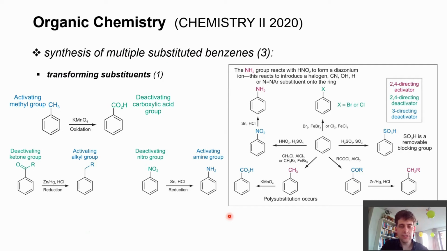The other way that you can deal with these activating and deactivating groups is to also transform these groups into each other. So you can see that here in the central part of this figure, we have our benzene core, and you can easily add bromine and chlorine to this to achieve bromo and chloro benzene cores. You can also add sulfuric acid and sulfur trioxide to get the sulfonated product here.